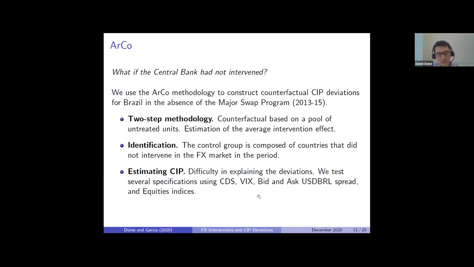Another issue with this methodology is estimating the CIP deviation. We have some difficulty here because we are dealing with a time series environment in daily frequency, and we are talking about deviations. So I have some difficulty in explaining these deviations, right? How do we circumvent this problem? We test several specifications, right? We use the variables that are commonly attributed to affecting the deviation, such as the CDS and the VIX, representing risk. And we have some measures of liquidity, the bid-ask spread between the currencies, right? Measuring some kind of liquidity, and equity indices that are very related to the capital flows, right?